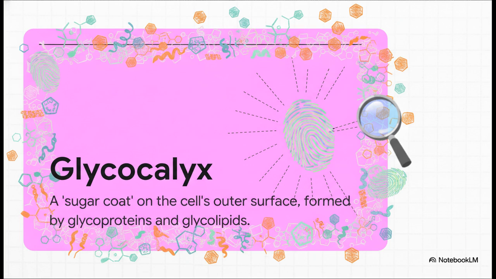It's literally a sugar coat, made of carbohydrate chains attached to the proteins and lipids underneath. But listen, this is not just for decoration. This is the cell's unique fingerprint. It's a molecular ID that tells every other cell in the body exactly who it is and what it does.